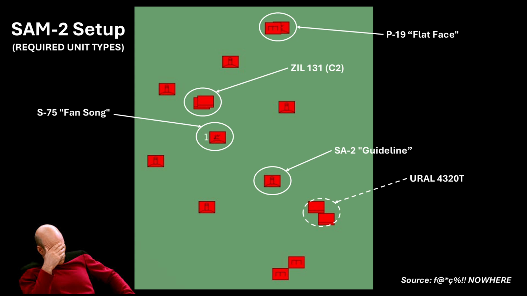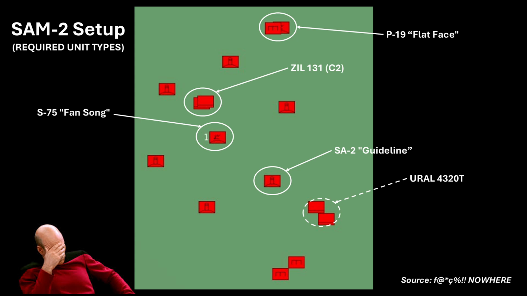in order to function, a SAM2 group must consist of an S75 Fan Song tracking radar, a P19 Flat Face search radar, a command post in the form of a ZIL 131 truck configured as command and control unit, and some SA2 Guideline launchers.